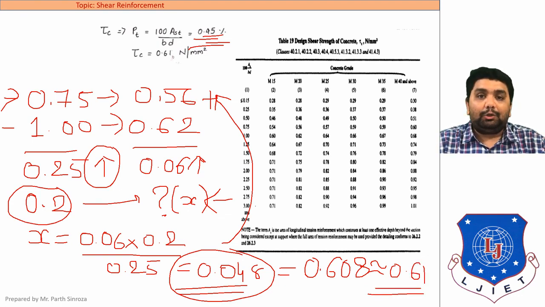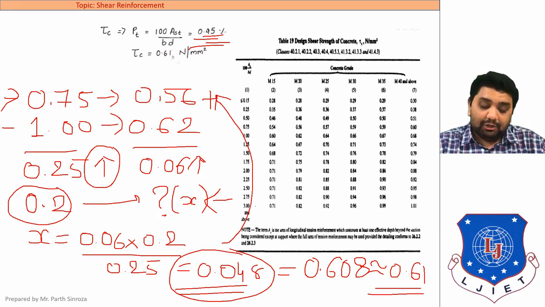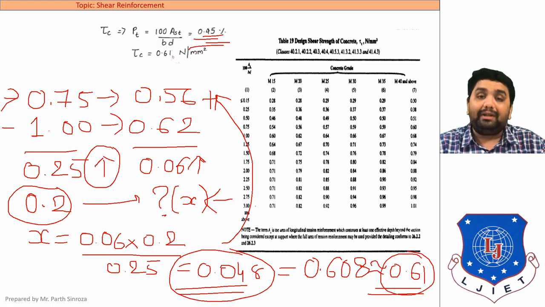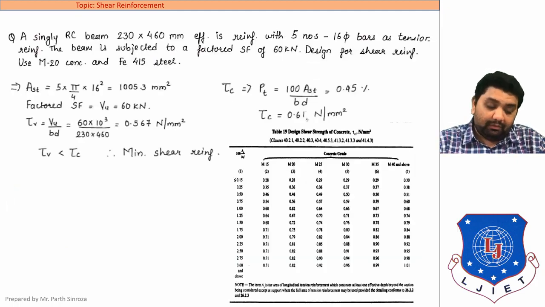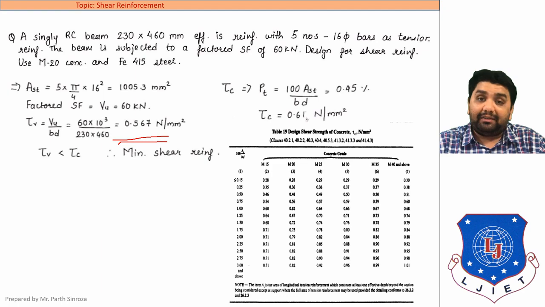Clear? So make a note of it, write it and practice it, that is how interpolation works. It is the simplest mathematical method to find a particular value that is in the range. Clear? So our tau c will be 0.61, as we have got it by interpolation. So moving further, we can see that tau v was 0.567 and tau c is obtained as 0.61. So we get the relation that tau v is less than tau c. In the previous sum that we calculated, we got tau v greater than tau c.